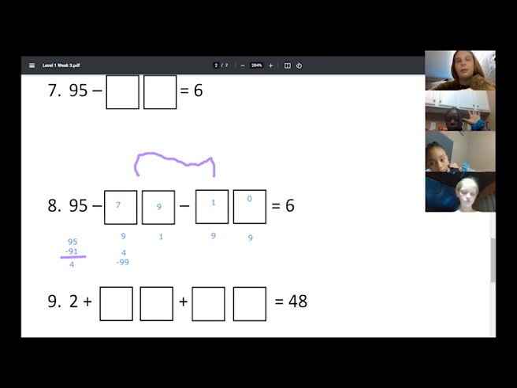No, we can't do 4 minus 99. So this one isn't going to work. I've told Scarlett she can go next. So Scarlett, can you tell me what you got?